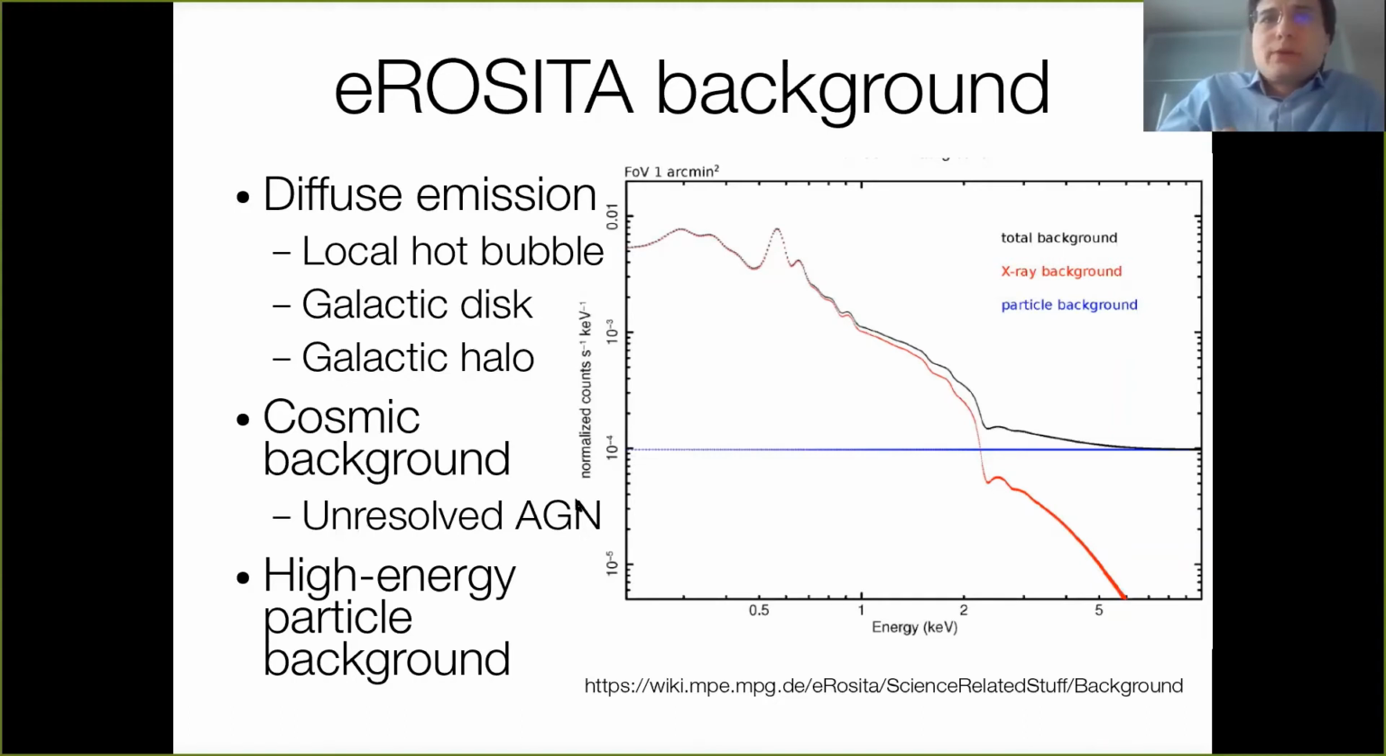And then you have also a cosmic X-ray background from unresolved AGN. That's typically a photon index, so the power law with index of minus 1.4. And these AGN are unresolved, and they just fill up the universe, and they contribute also some hard tail here.